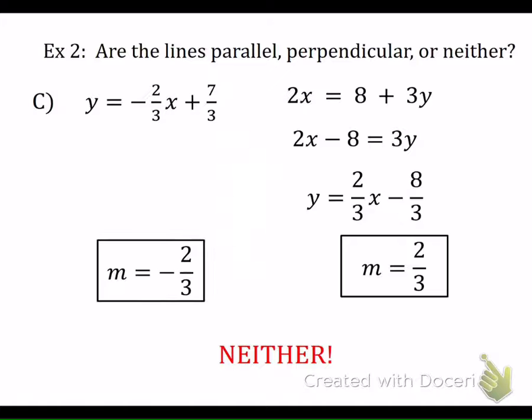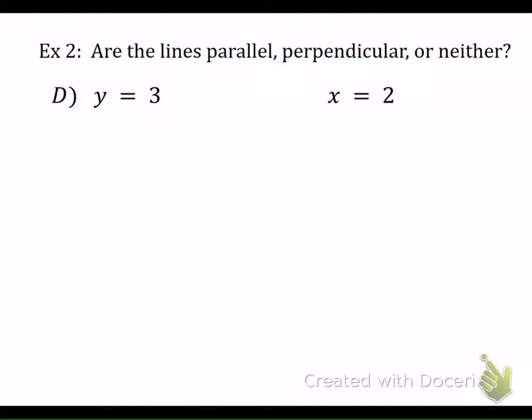Questions? All right. Part D. What's the slope of the first line? 0. What's the slope of the second line? Undefined. That is an x equals line. Those have a slope undefined.